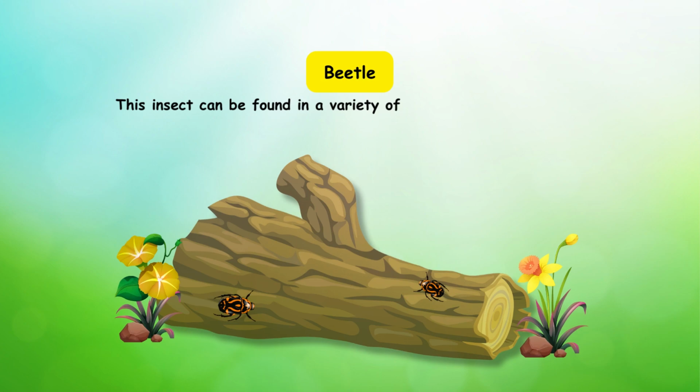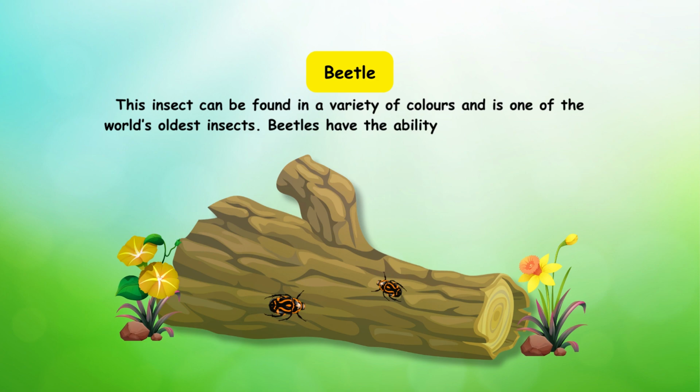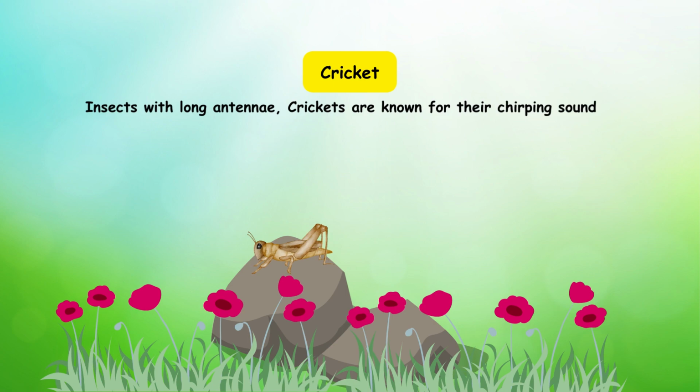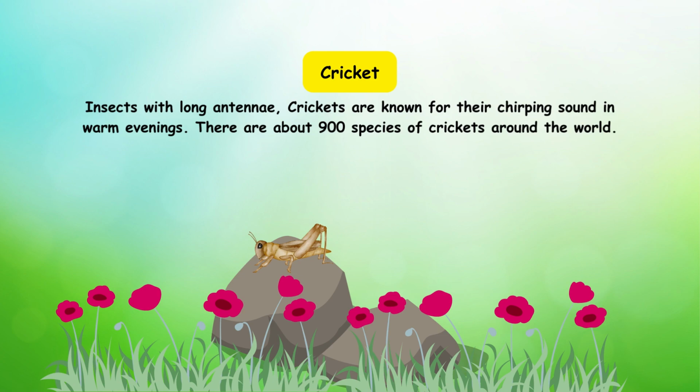B-E-E-T-L-E, beetle. This insect can be found in a variety of colors and is one of the world's oldest insects. Beetles have the ability to live everywhere, as they can live in hot environments as well as in the coldest ones. C-R-I-C-K-E-T, cricket. Insects with long antennae, crickets are known for their chirping sound on warm evenings. There are about 900 species of crickets around the world.